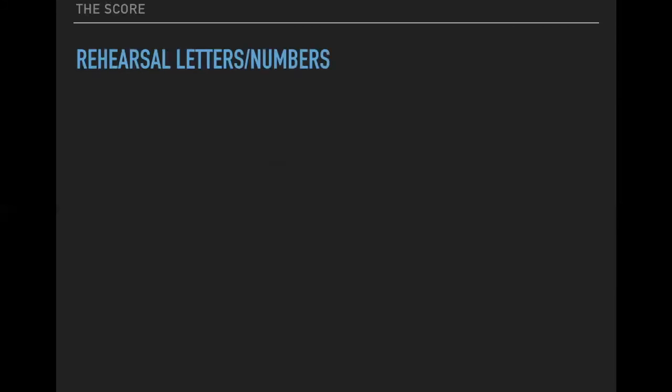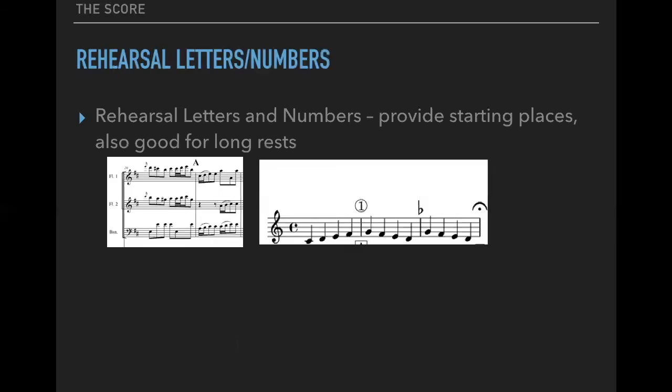Rehearsal letters and numbers. Okay, of course, rehearsal letters and numbers provide good starting places. They're also good for long rests. So if they're just sitting there counting measures, well, give them a good next place to enter. Now, there are different methods. Some composers use letters, A, B, C, D. Others use rehearsal numbers, 1, 2, 3, 4. However, I would highly recommend using measure numbers.